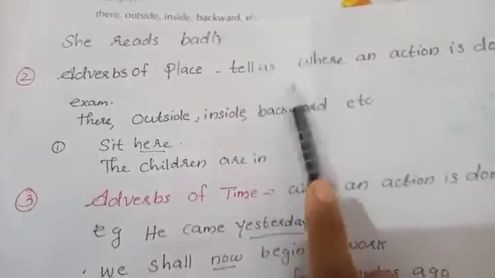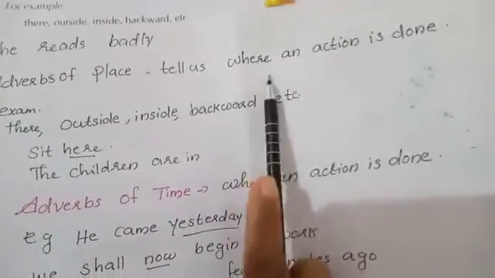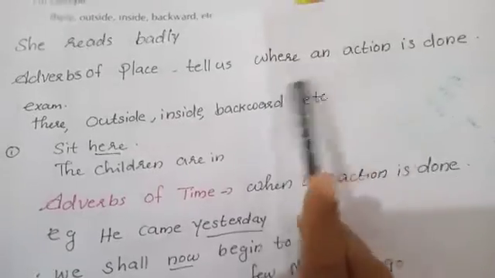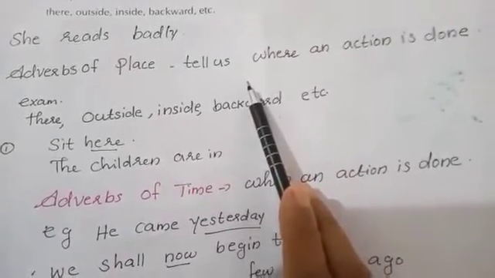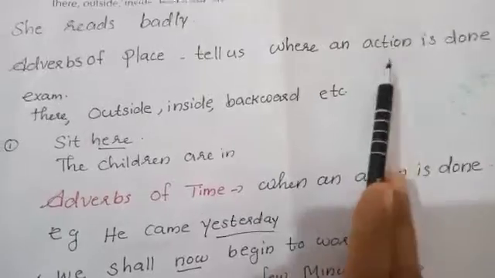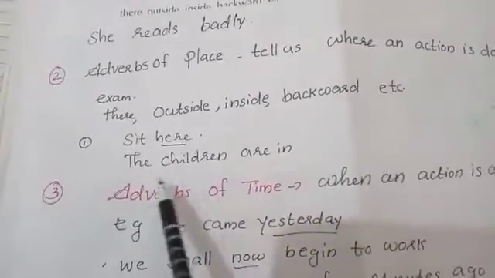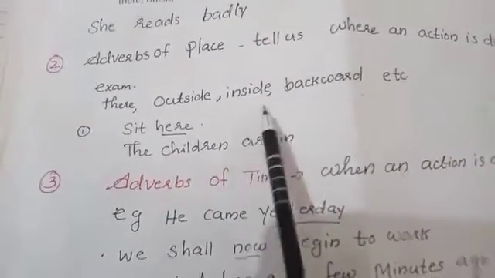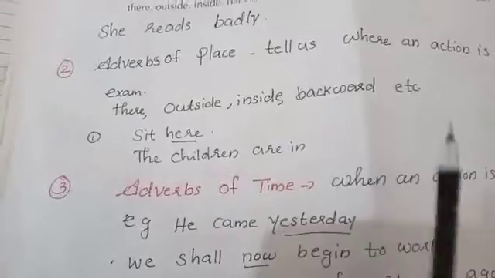Adverbs of place tell us where an action is done. It is important that you remember it. Where an action is done. It can be there, outside, inside, backward, etc.